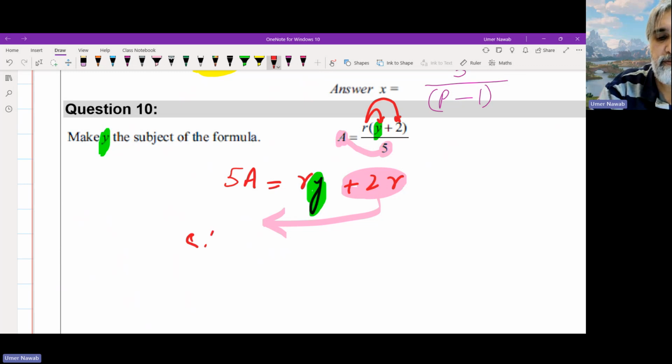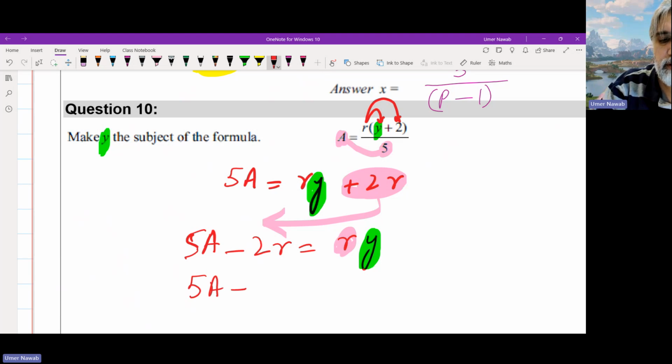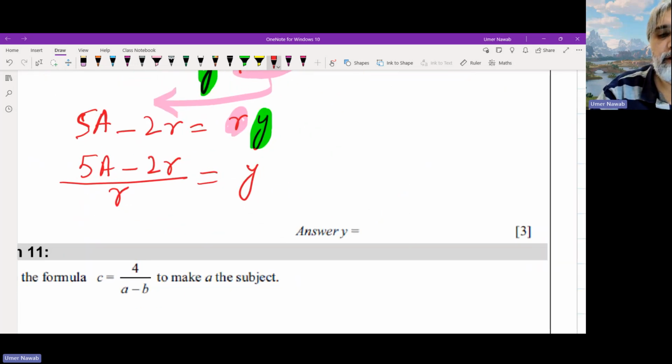So 5a minus 2r is equals to ry. So this is my subjective term. R is multiplying. The opposite of multiplication is division. So R will go to the denominator. Now I have made my y as a subject.